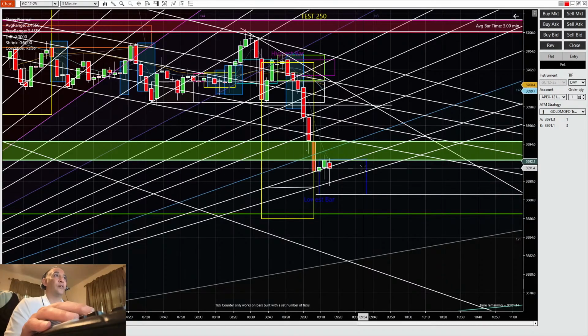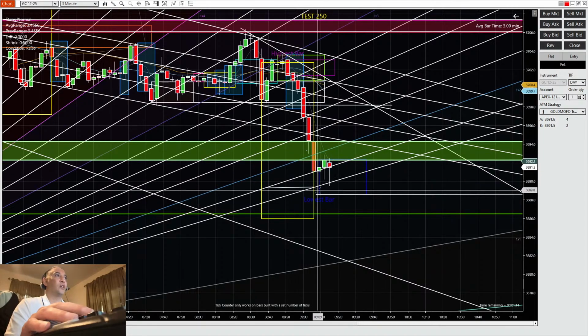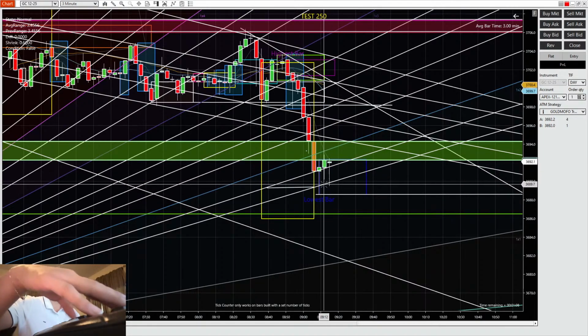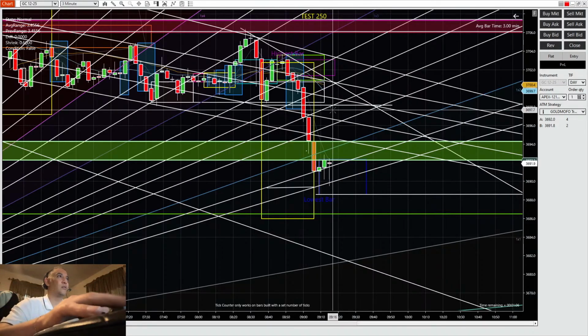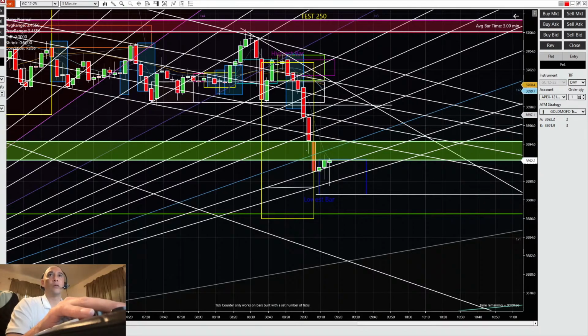If you go over here, I like this. This looks right here. It'll push up, push down. You get that little chevron right here. Temporary move to the upside, most likely. Order filled. We'll keep a short stop on this.